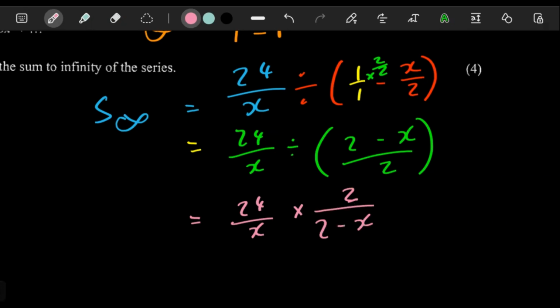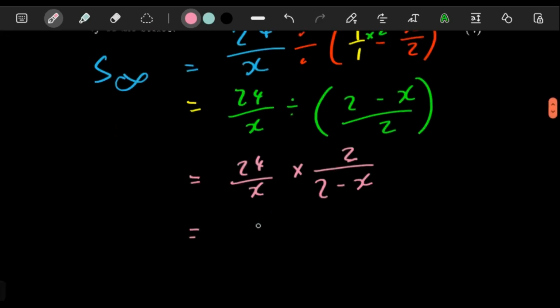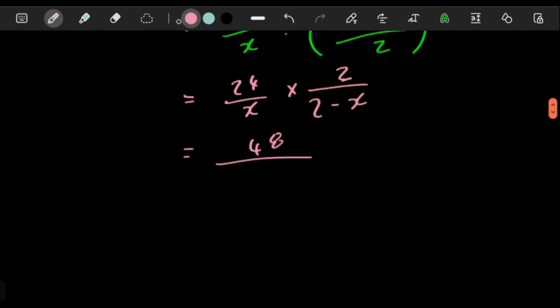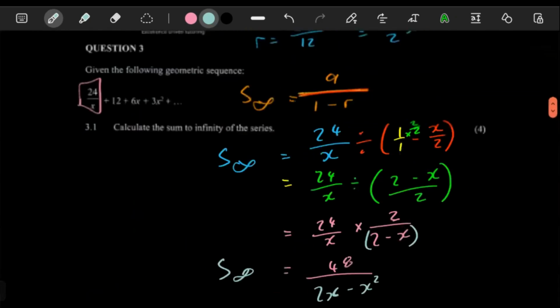So that being said, at the top you have 24 times 2, which is 48. At the bottom, you have x times 2, which is 2x, and x times the negative x, which is negative x squared. So remember, this is what the sum to infinity is equal to.